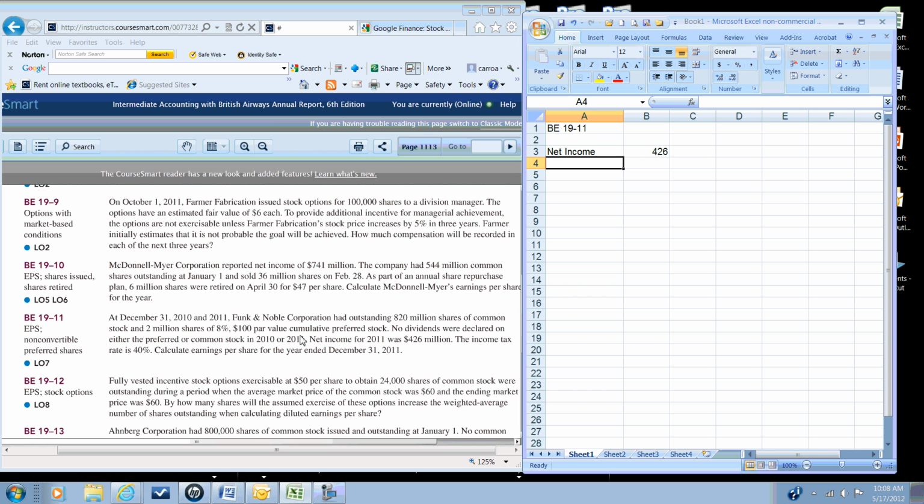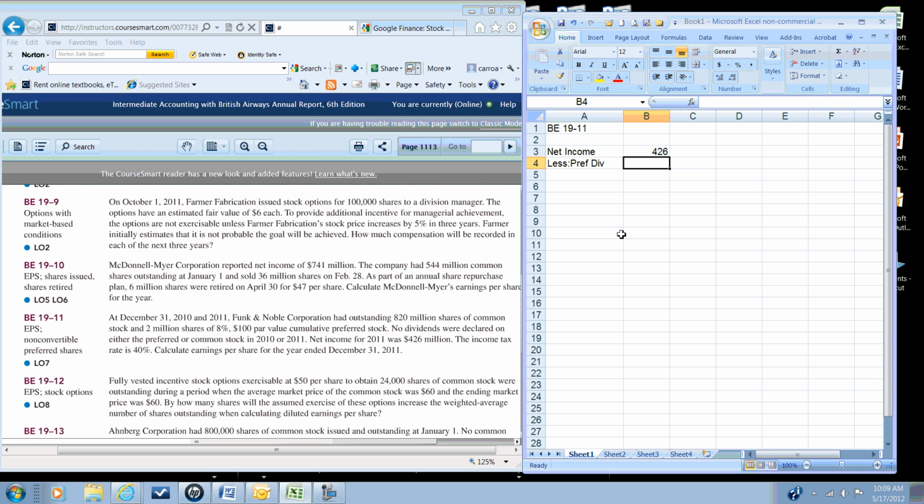Well, again, remember, these are cumulative. So before the common shareholders can receive any dividends, the preferred shareholders have to be paid their dividends for both 2010 and 2011. We are only going to be considering the 2011 dividends. This is the amount of net income from 2011 that is available to the common shareholders. So we are going to subtract the preferred dividend even though it has not been paid.